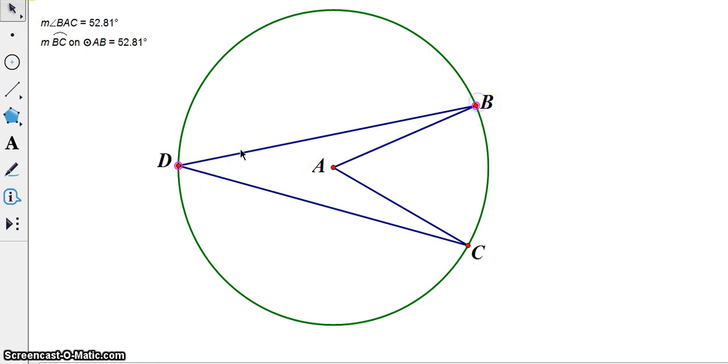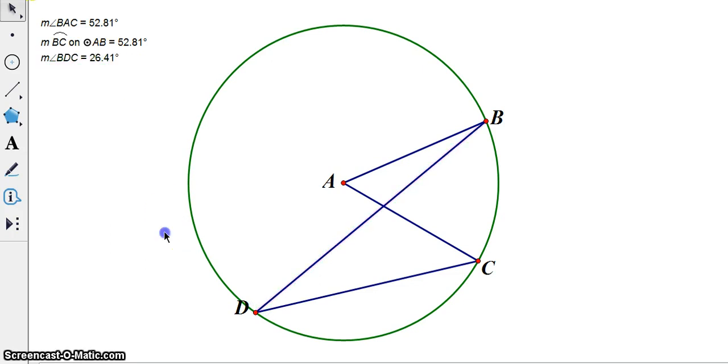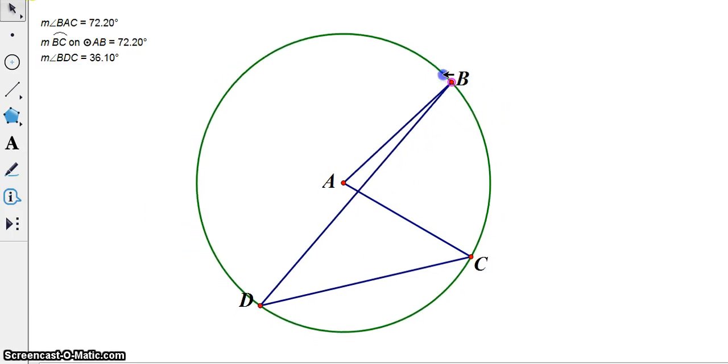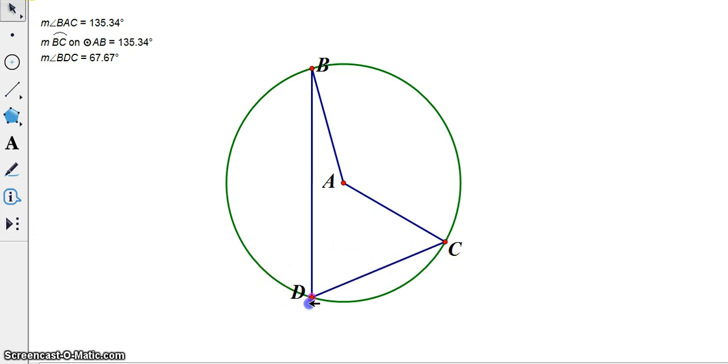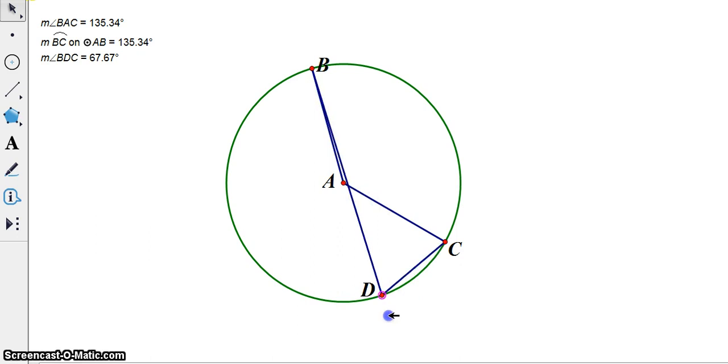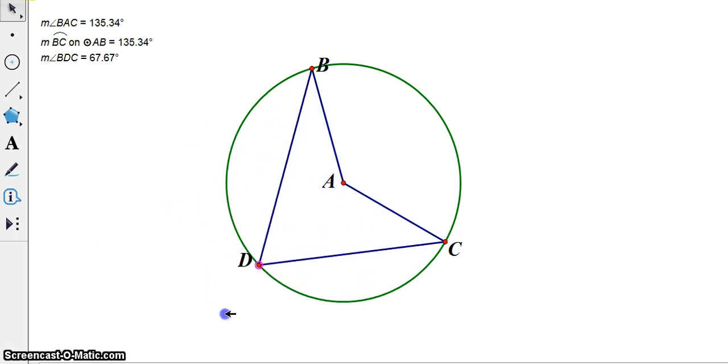And we can go ahead and verify that. B, D, C, measure angle, and it's half the arc. It's exactly half of 52.81, which is 26.41. And that's true no matter where it is. Notice that this is not changing. If I changed these, it would. So that is dynamic. That's moving with me. And yet, the fact that angle BDC, no matter where its vertex is, if it's intercepting that same piece of the circle, it's always going to be half. It's always going to be 67.67.